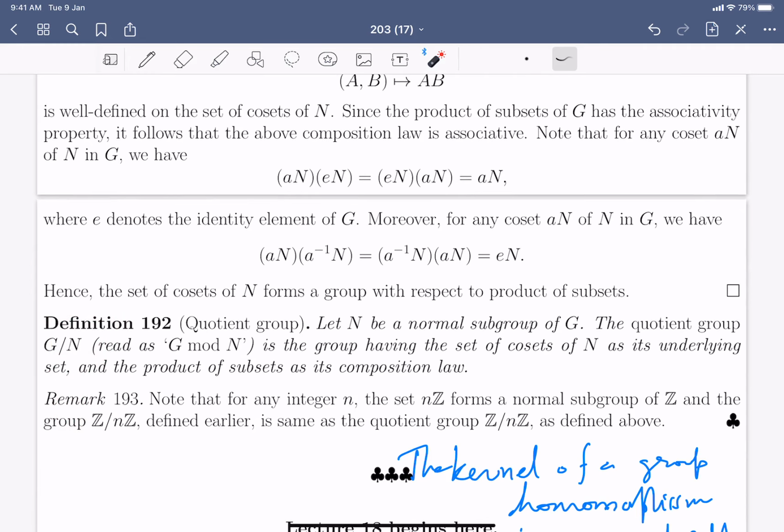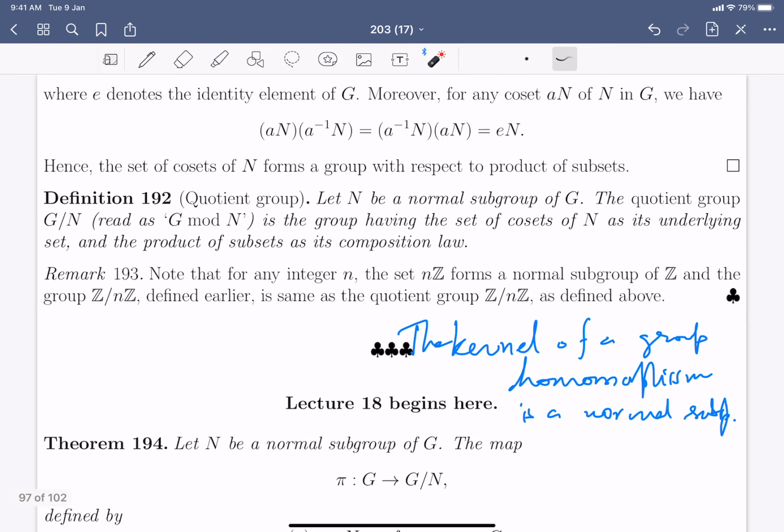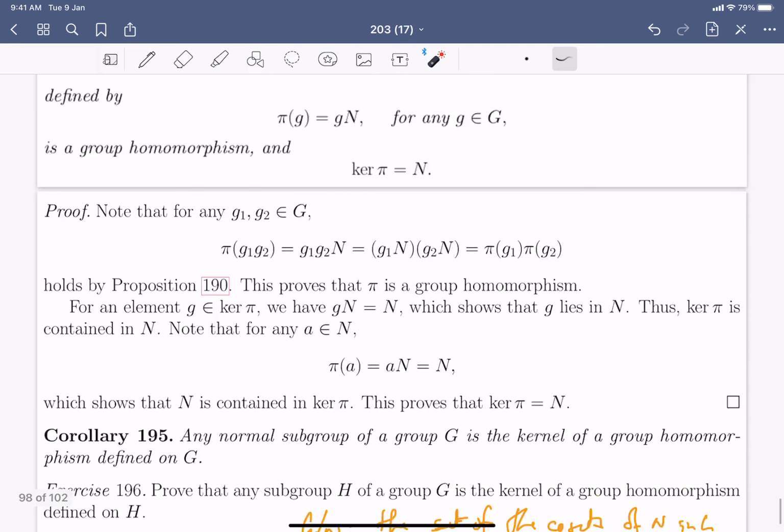Okay, because the group Z mod nZ that we have defined earlier is not only isomorphic, it is equal to the quotient group Z mod nZ. And from now on we will actually think of Z mod nZ as this quotient group.